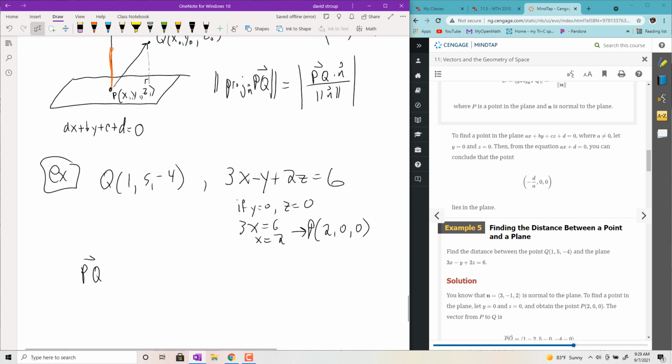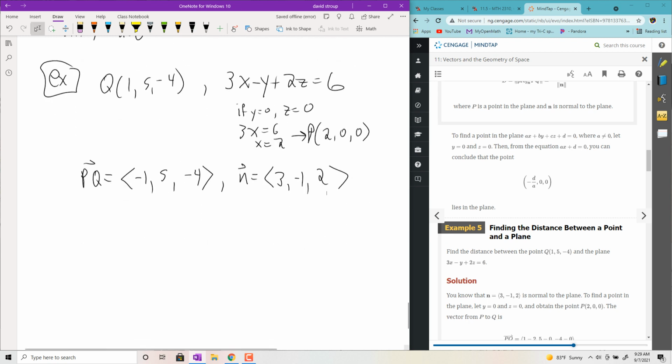So PQ will equal 1 minus 2 is -1, 5 minus 0 is 5, and -4 minus 0, -4. So you get your PQ. The normal vector, of course, you could just read the coefficients off of the equation of a plane, so 3, -1, 2.